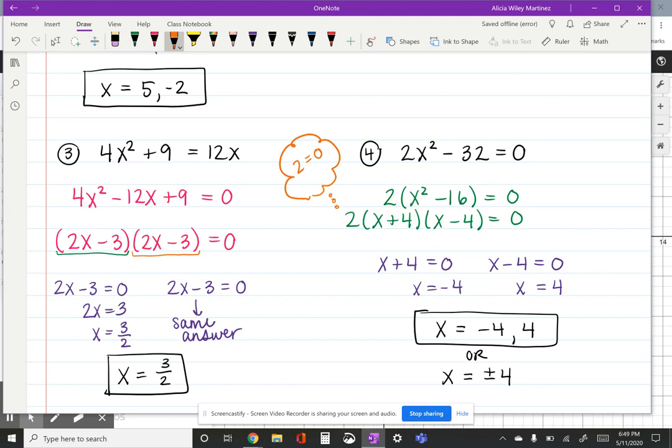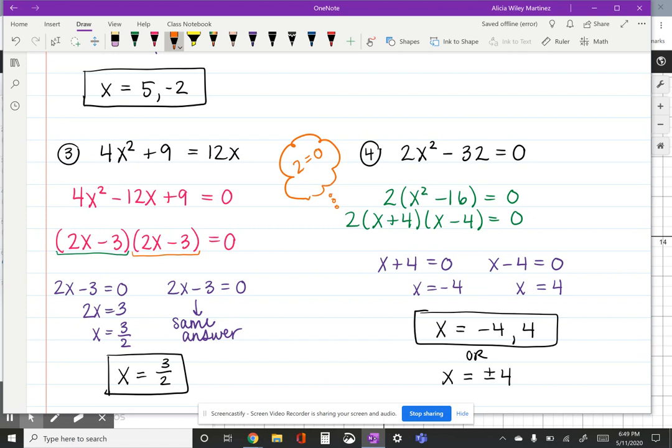On number 4, it was already set equal to 0. I noticed it had a GCF of 2, took that out, and then finished factoring what was left. And this happened to be a difference of two squares. Remember, two perfect squares with a minus sign in between will always factor into two binomials with opposite signs in between the terms. You don't want to forget your GCF out here. Sometimes it's really important.